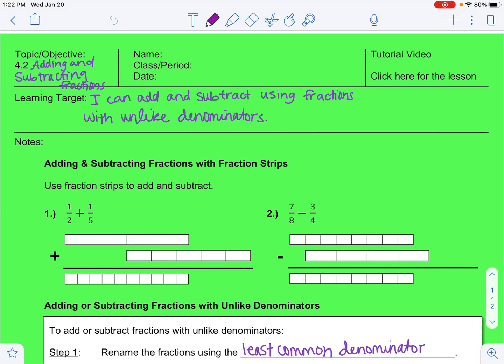Today we're going to continue Unit 4, all about adding and subtracting fractions. Our learning target for today is I can add and subtract using fractions with unlike denominators. Alright, so let's get started. Our first two problems, we are going to use fraction strips to add and subtract.